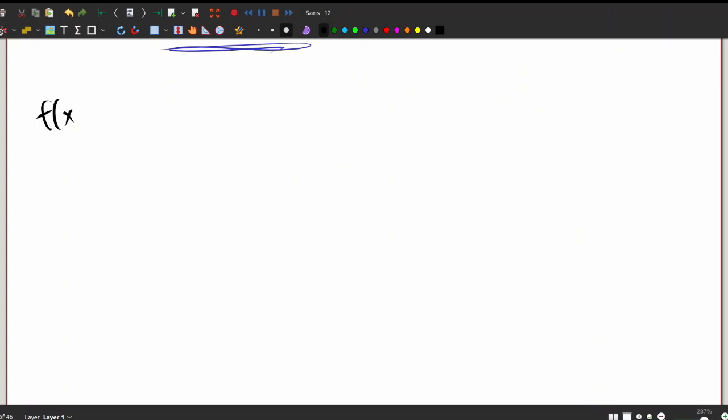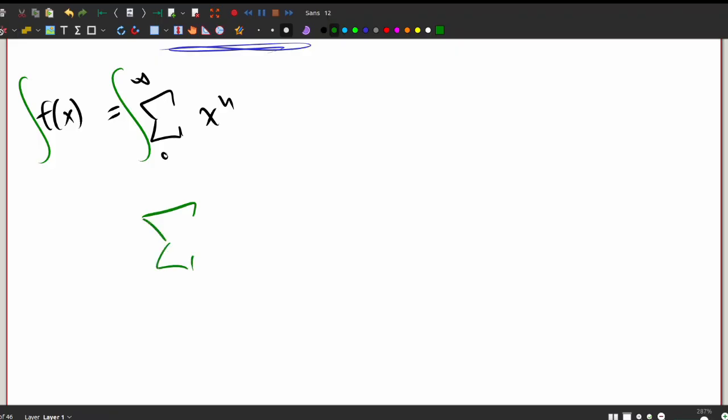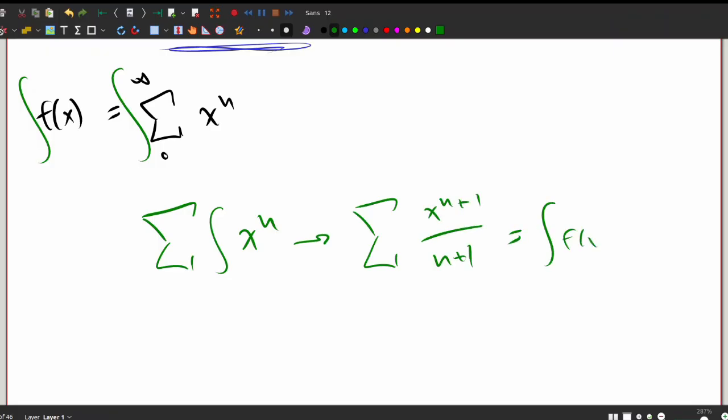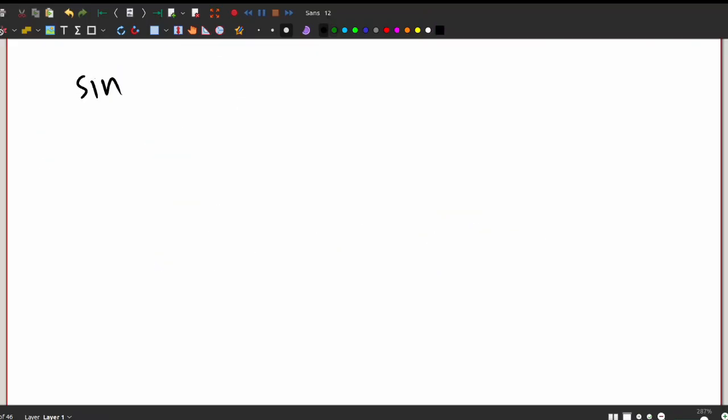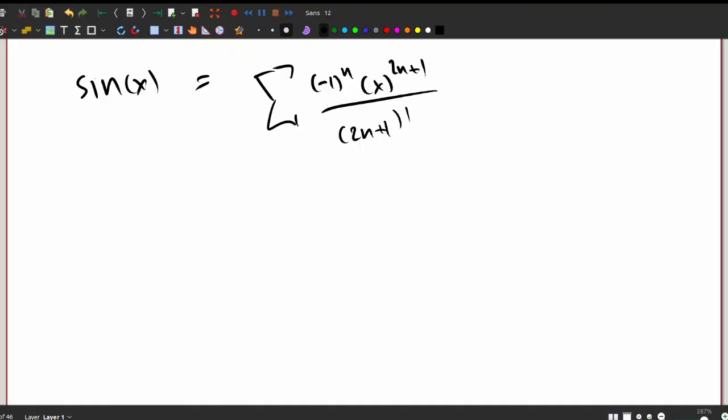Now, importantly, this not only works with derivatives, this also works with integrals. So if I had the infinite sum from 0 to infinity of x to the n, and I wanted to find the integral of f of x, I could take the integral on the outside, or I could simply rewrite this as the sum of the integral of x to the n, which becomes the sum of x to the n plus 1 over n plus 1. And this is equal to the integral of f of x. So we know that if we were to write sine x as a series this way, it would be the infinite sum of negative 1 to the n, x to the 2n plus 1 over 2n plus 1 factorial.